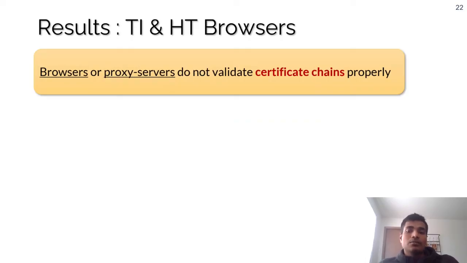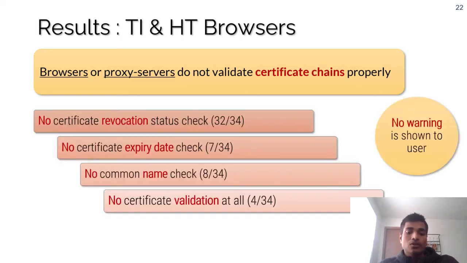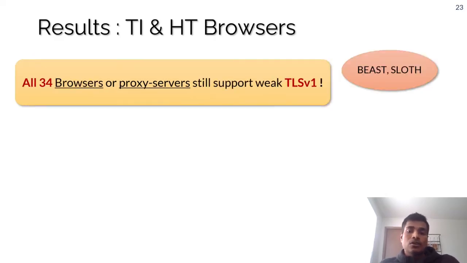In case of certificate validation, the browsers or the proxy servers are very lenient. When we fed different vulnerable certificates from our remote Apache server, most of these browsers or proxy servers failed to properly validate those certificate chains. For example, almost all the browsers or proxies fail to detect revoked certificates. And a few browsers were also reluctant to check the expiry date or common name of the certificate. We found 4 browsers that don't perform any certificate validation at all. All 34 browsers or proxy servers support weak TLS version 1 for backward compatibility. For that reason, users have the chance to be affected by BEAST or SLOTH attacks.